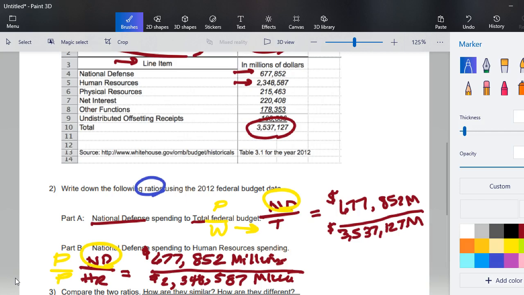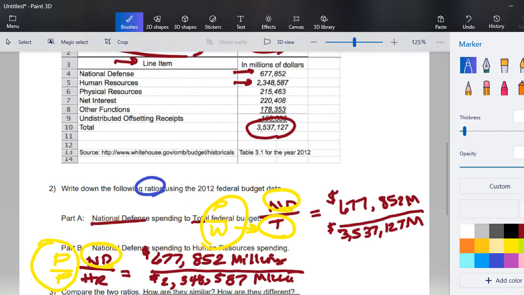Question 4, I've already alluded to and actually already answered that there are two types of ratios, part-to-part ratios and part-to-whole. For the two ratios we wrote down in our question 2, which one's part-to-part and which one is part-to-whole? And I've already noted that this one's part-to-part and this one was part-to-whole when we did national defense to the total budget. It asks a question of what do you think is the difference.